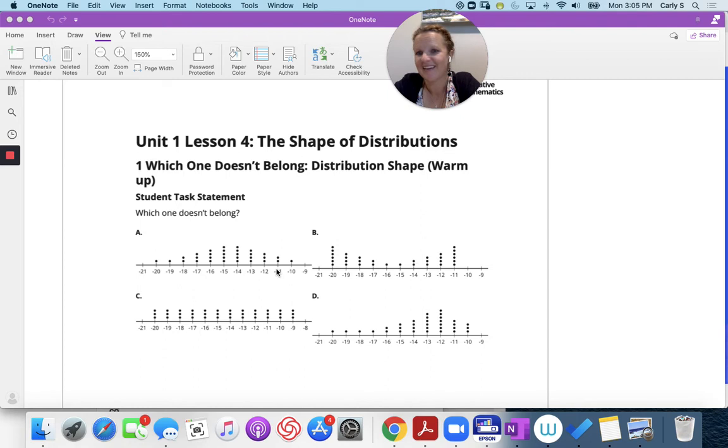Lesson 4 with you. All right, so Unit 1, Lesson 4, we're going to talk about the shape of distributions. And I would always recommend taking notes while you are going through the lessons. Remember we've talked about being an active learner versus being a passive learner. You definitely don't want to be a passive learner. You're not going to learn as much. It's not going to be worth your time. I think you want to take this time to really learn what we're learning, all right?